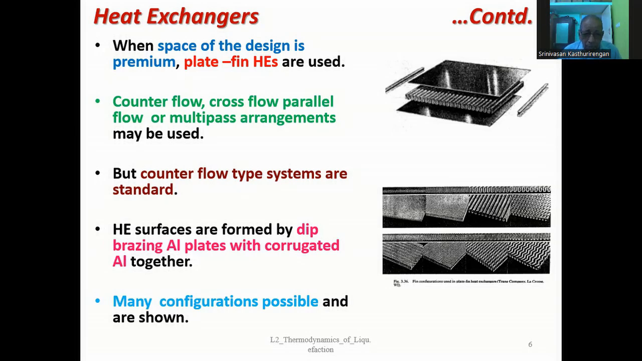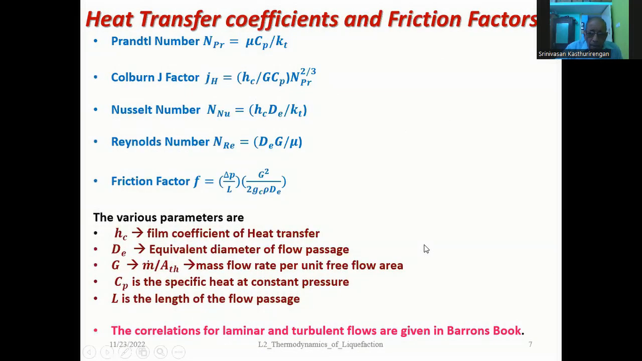Now, heat exchanger surfaces are formed by pressing the aluminum plate together with the corrugated aluminum, and many possible configurations are there. What we discussed is only one such possibility. There are multiple types of configurations possible, and some of the possible configurations are shown in the photograph given below. Okay.